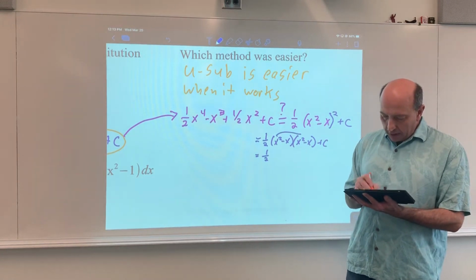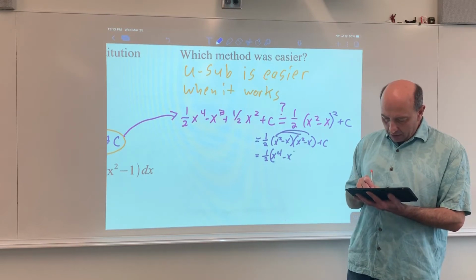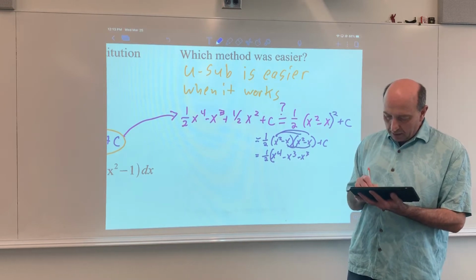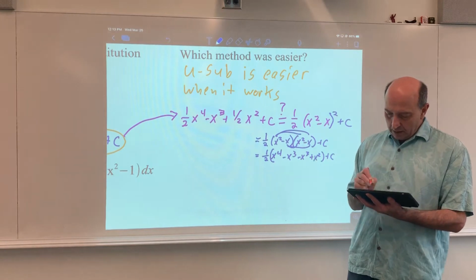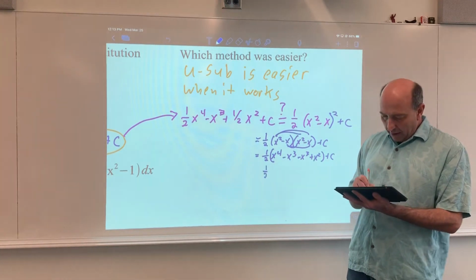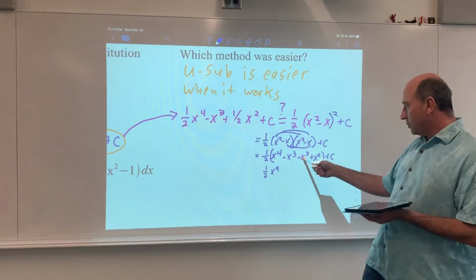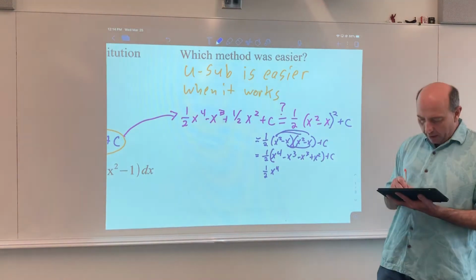Now, FOIL this out. X squared times x squared is x to the 4th. X squared times negative x is negative x to the 3rd. Negative x times x squared is another negative x to the 3rd. And negative x times negative x is positive x squared plus c for good measure. Now, 1/2 x to the 4th. Minus 1 is minus 2. Negative 2 divided by 2 is negative 1.